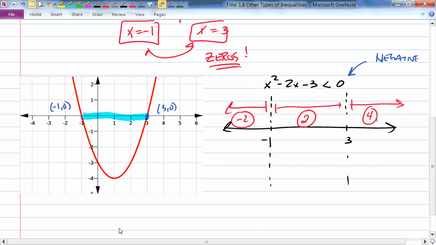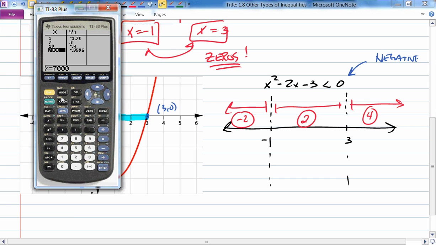So what we're going to do is we're going to use our calculator to help us out. So we're going to bring up the calculator. So turn your calculators on and go to y equals. If there's anything in there, you're going to clear it out right now.